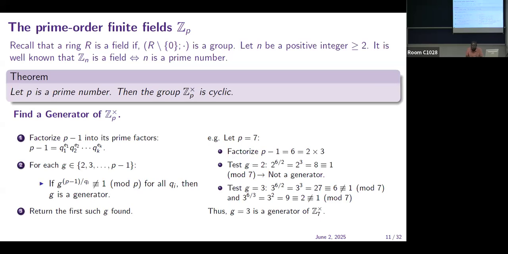We have this algorithm. First, we factorize P minus 1 into prime factors. Second, I pick G between 2 and P minus 1. I compute G power (P minus 1) over Qi. When this power is different from 1 modulo P, for all prime factors Qi, we take G as a generator. Otherwise, we pick another G, and return the first such G found.